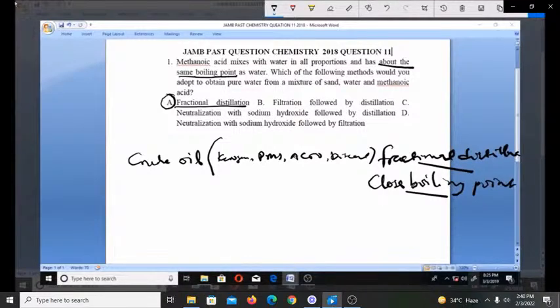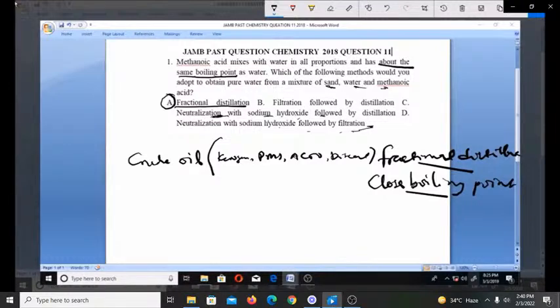Filtration followed by distillation. You can filter out sand, but you cannot use ordinary distillation to separate water and methanoic acid because of their similar boiling points. Neutralization does not have anything to do with it. Why are you neutralizing with sodium hydroxide? So it makes this not to be the answer. Neutralization followed by filtration, then this is not also a very good answer. So the right option is fractional distillation because they have about the same boiling point.